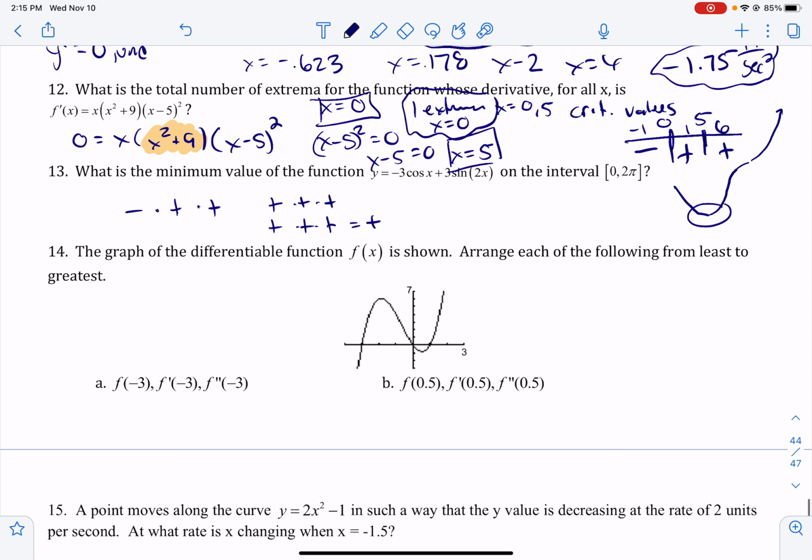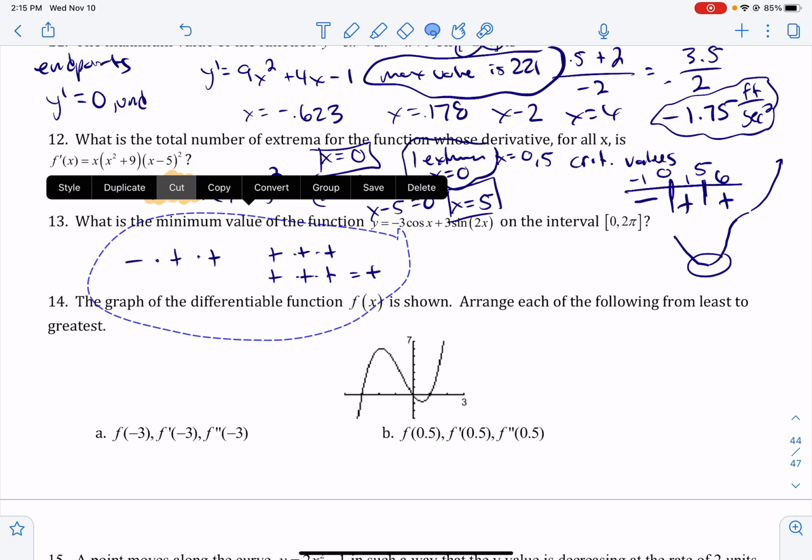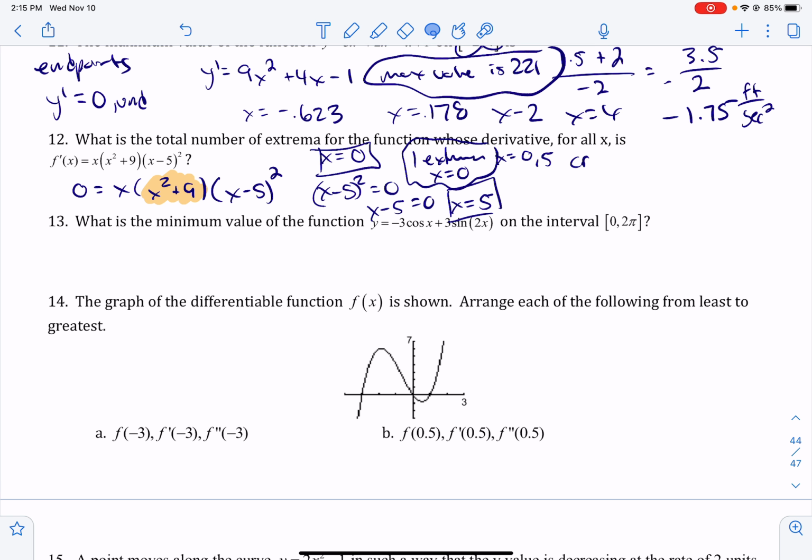Number 13. Man, I am having to squish stuff in here. I should really just use more paper, cut down more trees, give you more space.